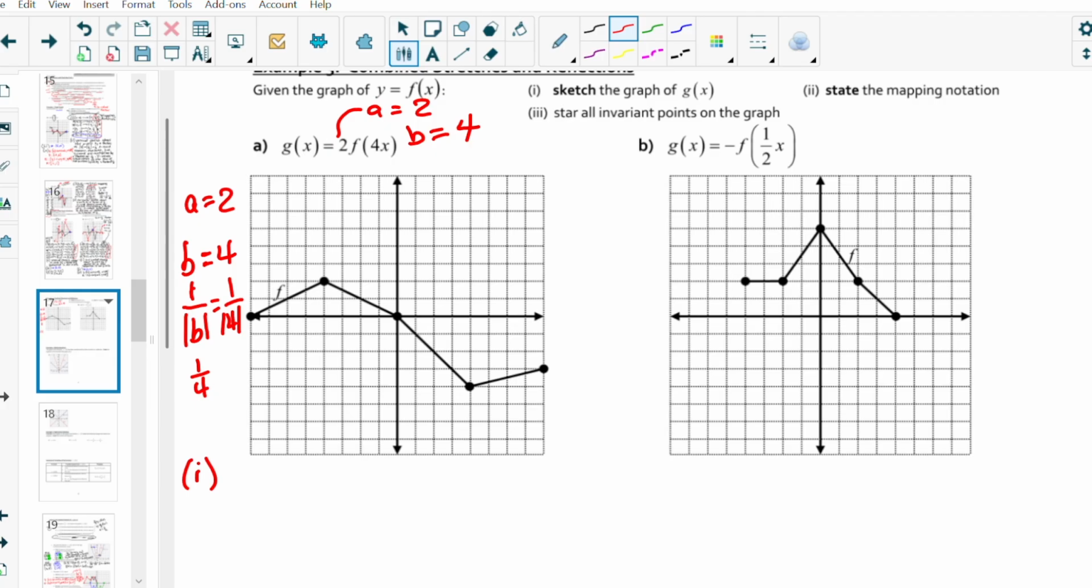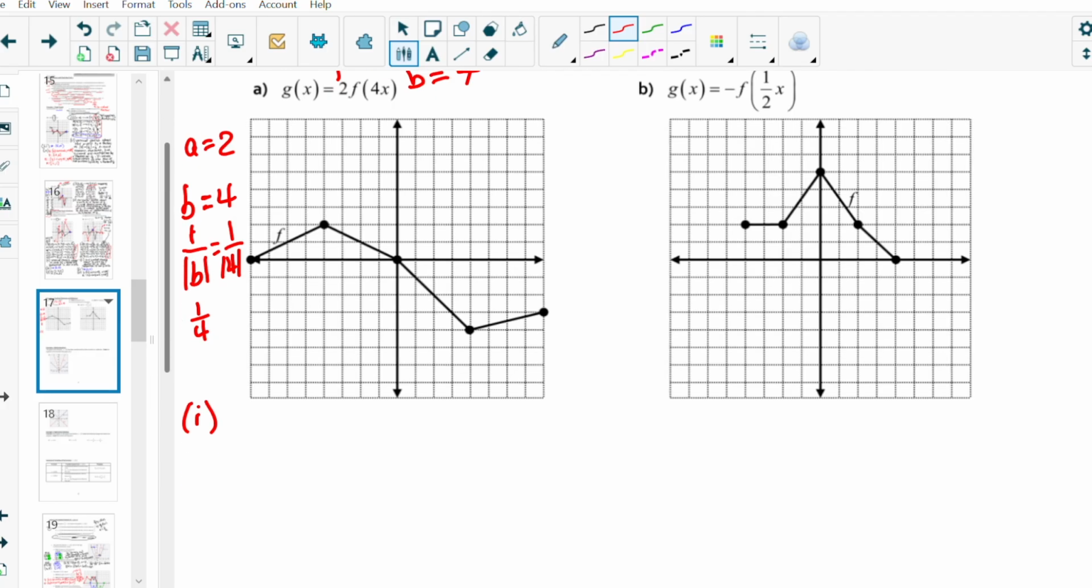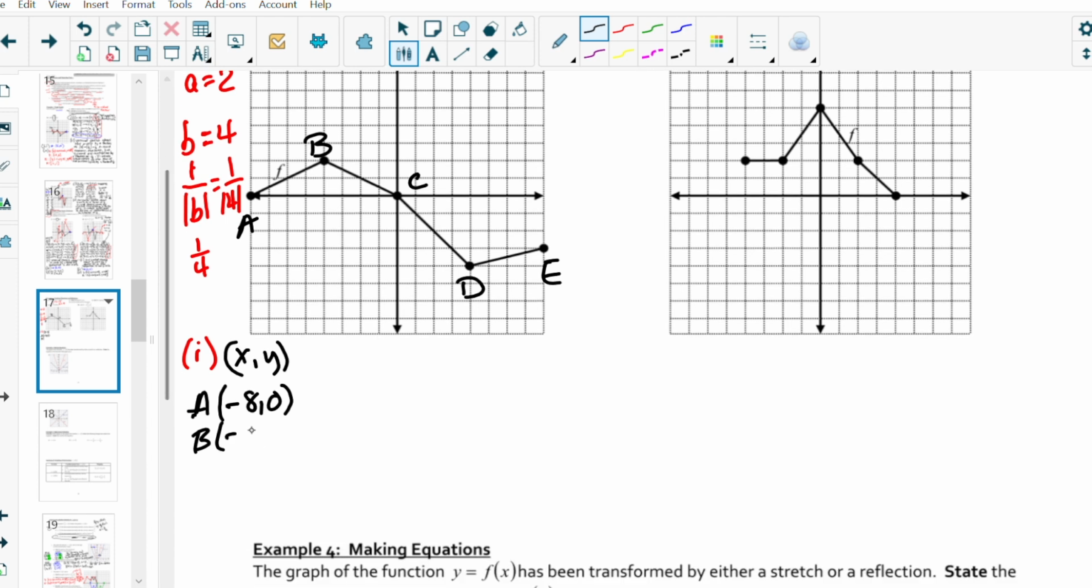So number 1, let's transform the points. So in black, x, y. And I'll do this step by step. So point A, B, C, D, E. Okay? Point A, negative 8, 0. Point B, negative 4, 2. Point C, 0, 0. Point D, 4, negative 4. Point E, 8, negative 3.